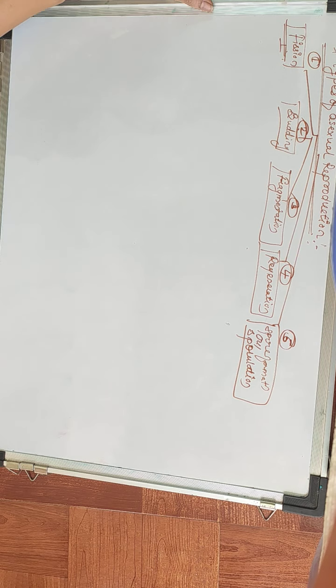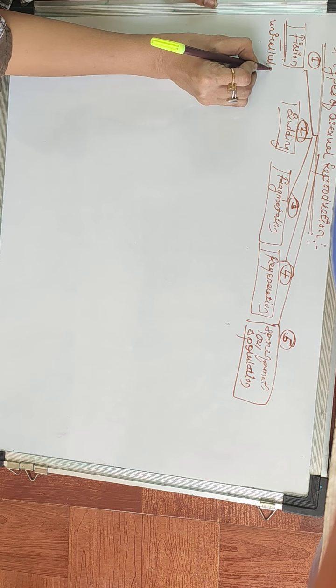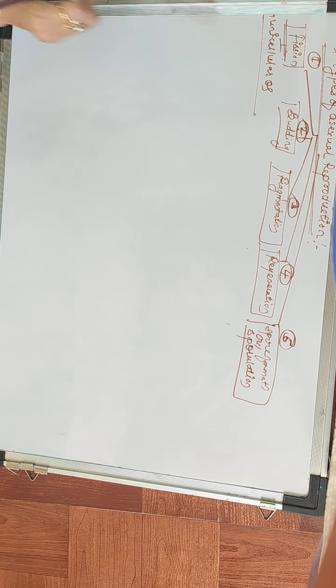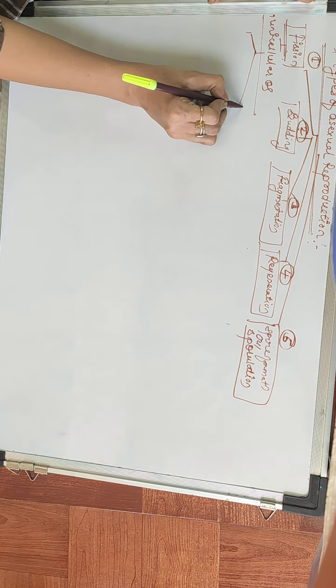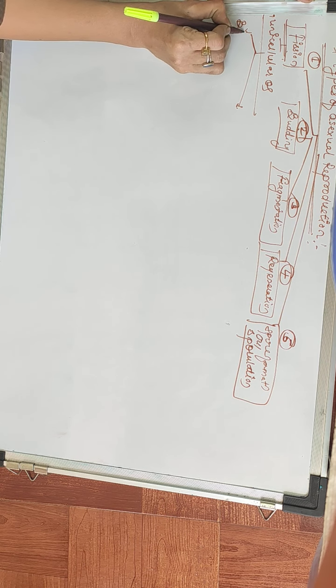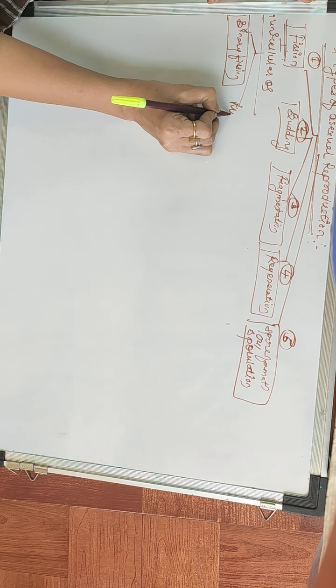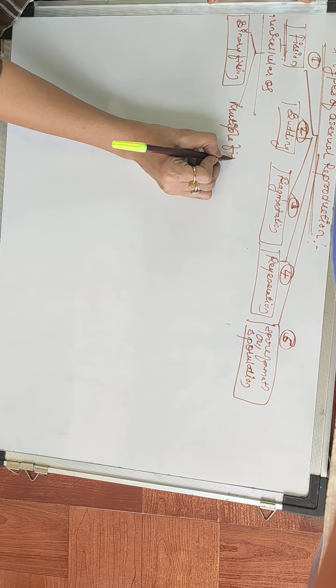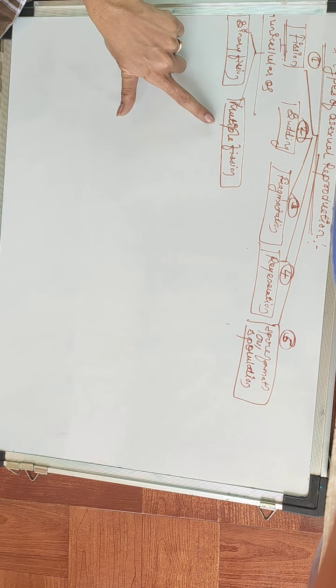So what is fission? Fission is an asexual mode of reproduction that is common in most unicellular organisms. It is generally common in unicellular organisms. This fission is further divided into two types, called binary fission and multiple fission.